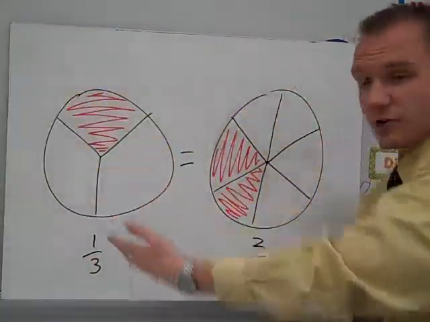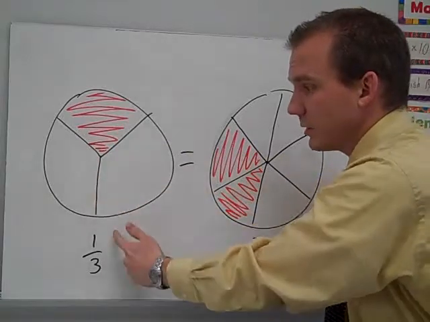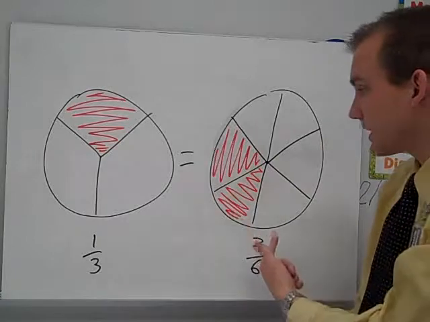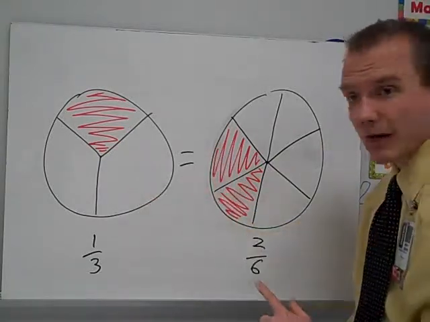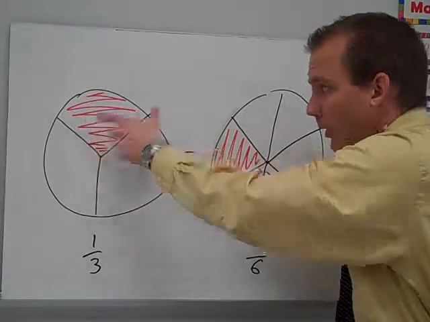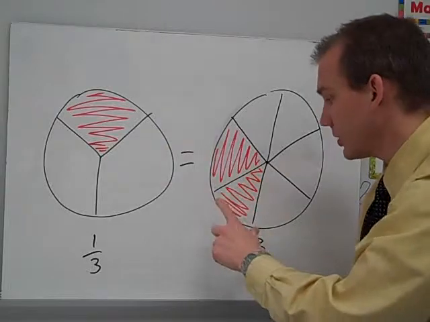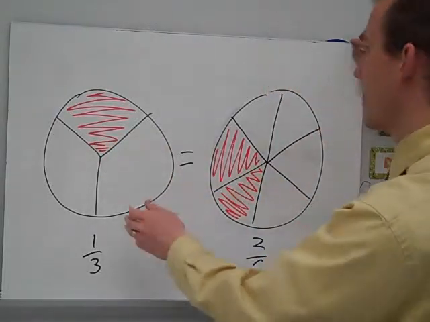Here's how that would look in terms of a circle. You would have a circle broken into 3 parts. 1/3 is shaded. Then I can have a circle broken into 6 parts. 2 of those 6 are shaded. These are equivalent fractions. Even though this top part is shaded and over here it's kind of on the side, it doesn't make a difference where the shading occurs. 2/6 is always equal to 1/3.